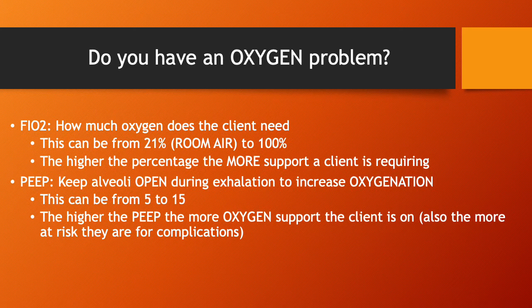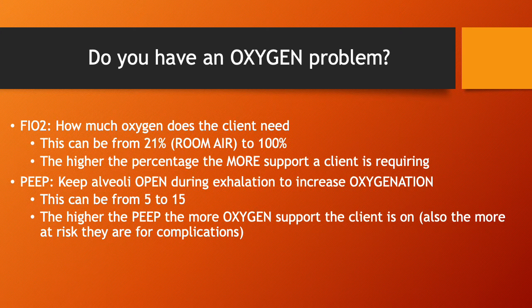The PEEP, remember, is that thing that helps to keep the alveoli open during exhalation. That helps to increase the oxygenation in the body. Especially during exhalation, where usually everything collapses, everything stays open to allow for more oxygenation. So the normal for this, everyone's usually going to be on about a PEEP of 5. That's the minimum that you put a patient on. However, it can go up to 15. And like I said, I've seen people on 20, but that's really dangerous.